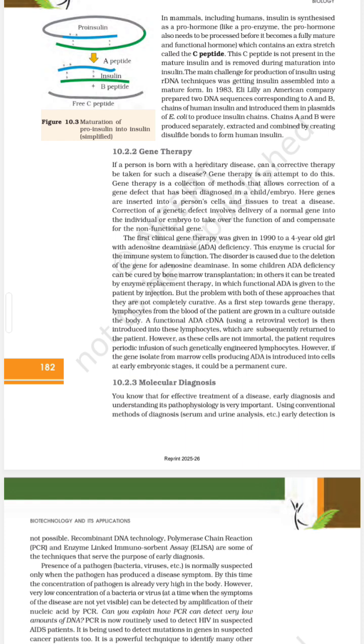Okay, so now there is a case study of a 4-year-old girl. Listen. The first clinical gene therapy was given in 1990 to a 4-year-old girl with adenosine deaminase deficiency. Okay, ADA deficiency, adenosine deaminase deficiency. This enzyme is crucial for the immune system to function. The disorder is caused due to deletion of the gene for adenosine deaminase, gene for ADA gets deleted, and this disorder takes place. In some children, ADA deficiency can be cured by bone marrow transplantation.